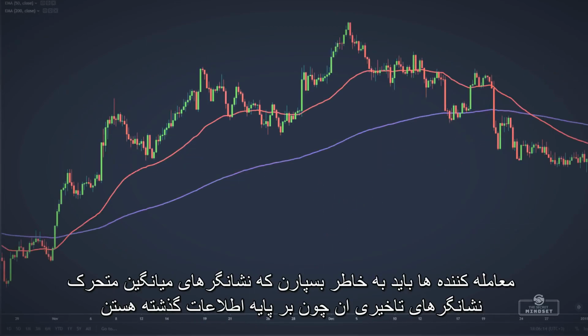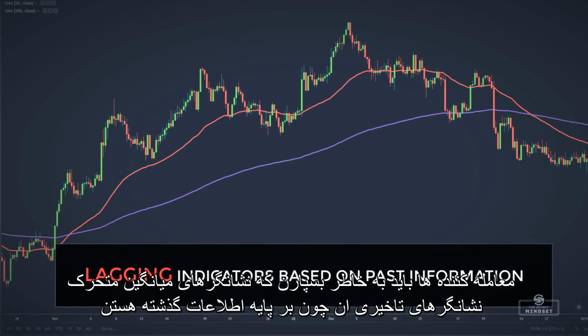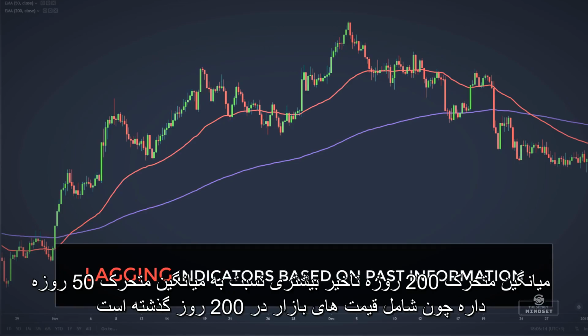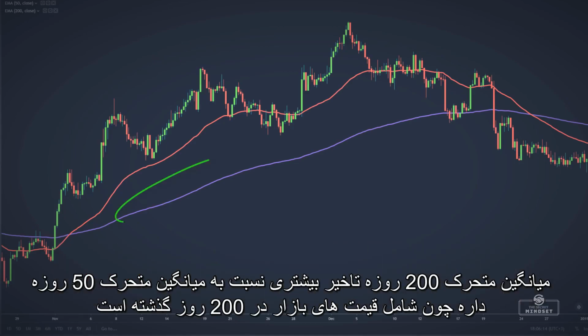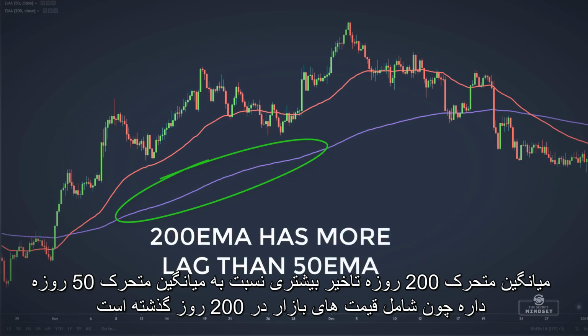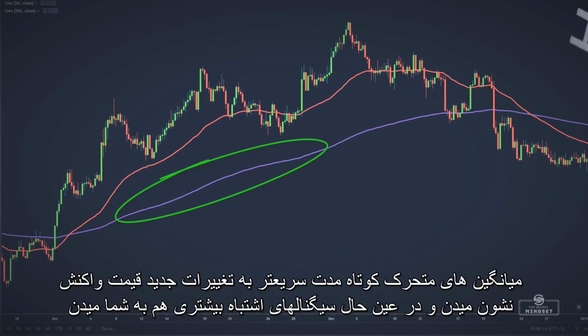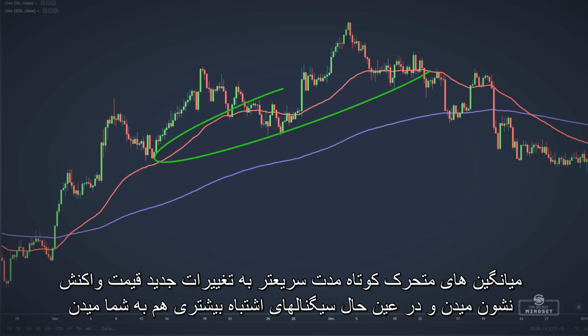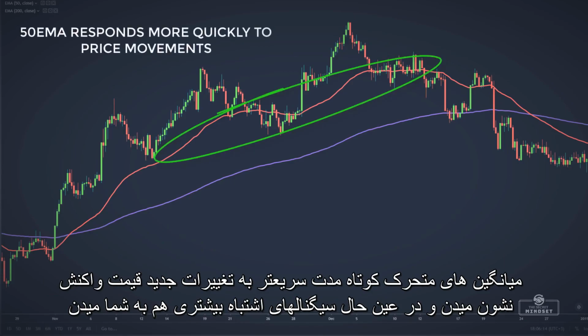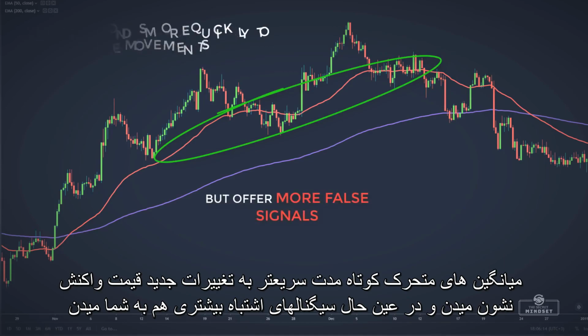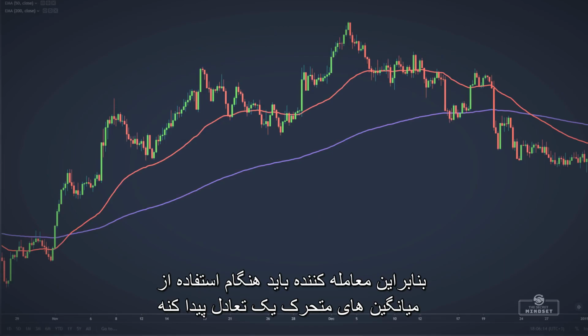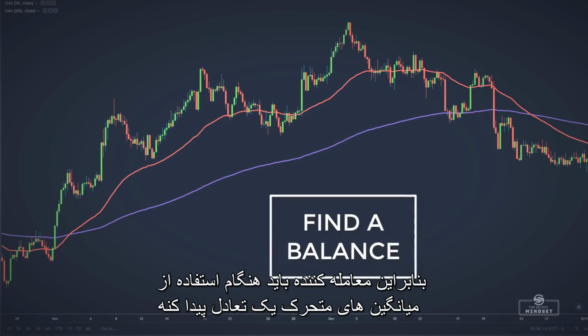Traders must keep in mind that moving averages are lagging indicators as they are based on past information. The 200 moving average will have a much greater lag compared to a 50 moving average because it includes market prices for the past 200 periods. Short-term moving averages respond more quickly to new price changes, but at the same time offer more false signals. So, a trader must find a balance when using moving averages.